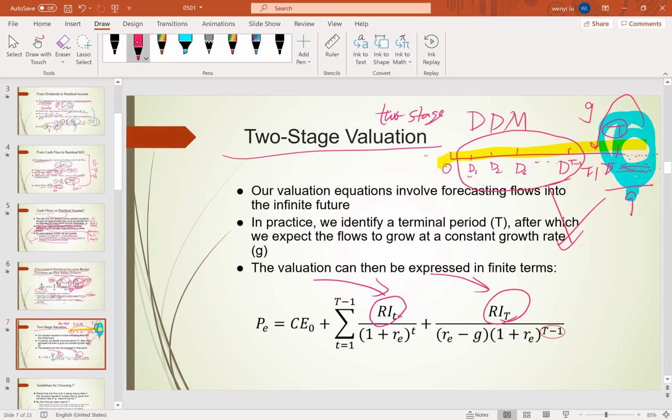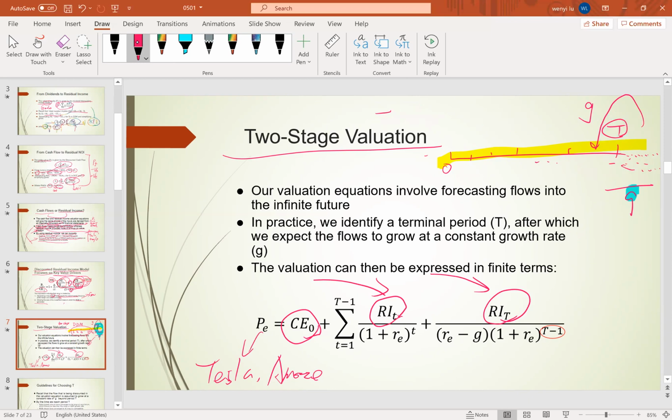and Amazon, for example, the value of equity will equal the current common equity, plus the first stage value of residual income. So that's for the residual income.